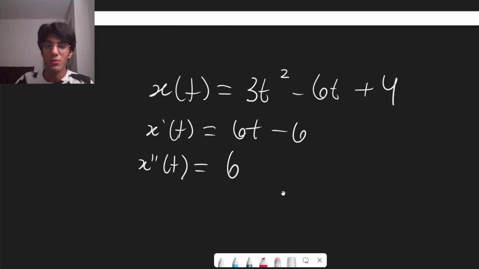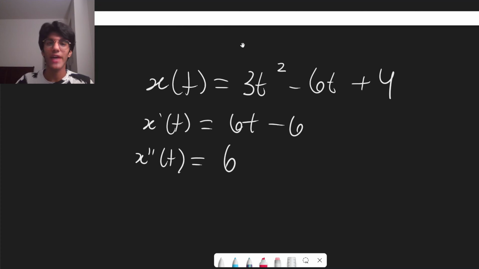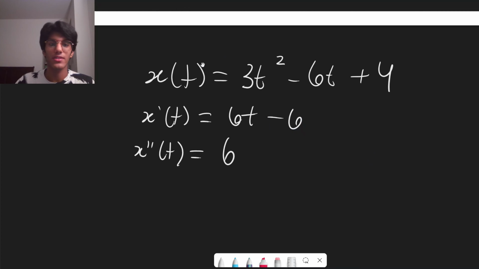Now, using this, even if we don't have those graphs, we can really use this to help us make a sketch of the graph. How can we do this? Well, let's take a look at the position function and the velocity function.